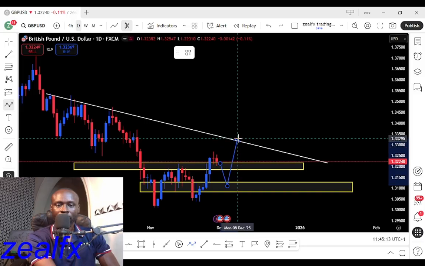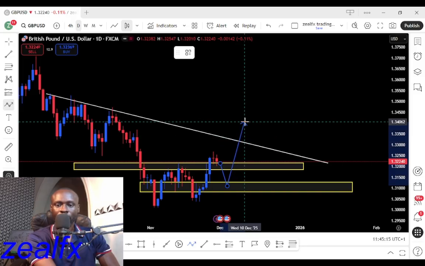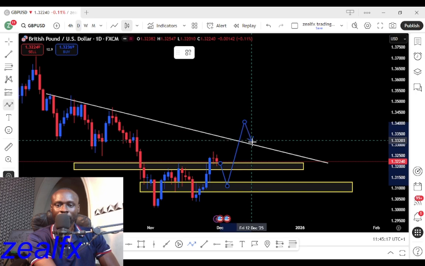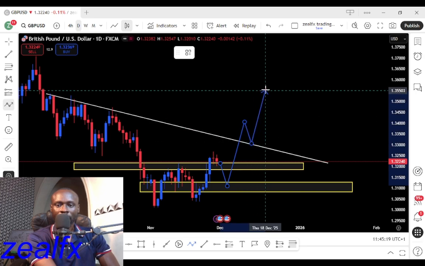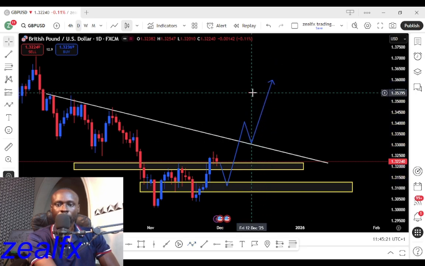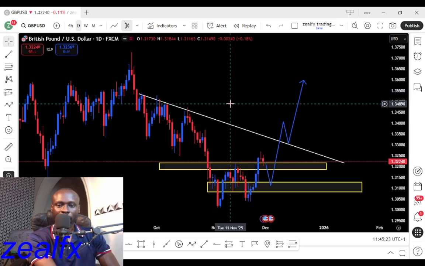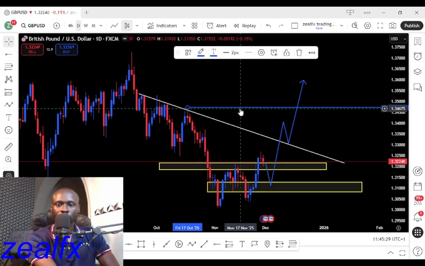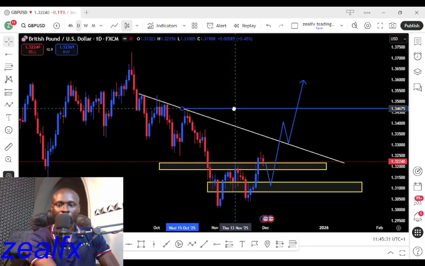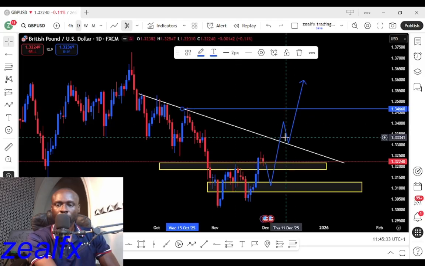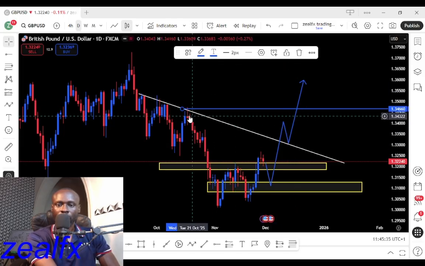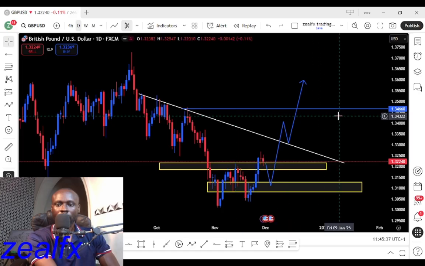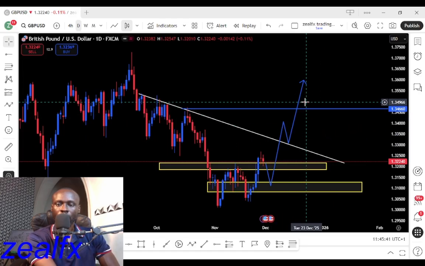So a break of this trend line, we know that we are fully on an uptrend. So we expect a retest, then we'll see price pushing higher for the Great British Pounds USD. So our major structural level for the Great British Pounds USD for the price to remain bullish is this level. So once we see a break of price above this level, Great British Pounds USD will remain fully on an uptrend. Once we see price above this key level and above this trend line, the Great British Pounds USD will remain fully in an uptrend.